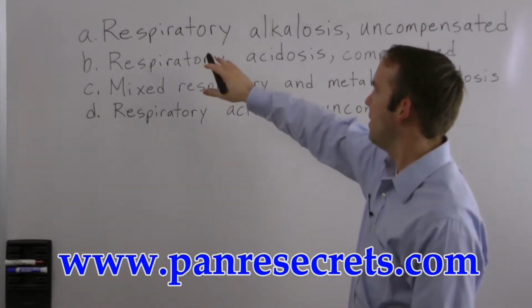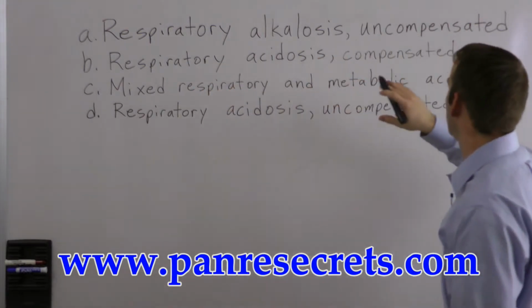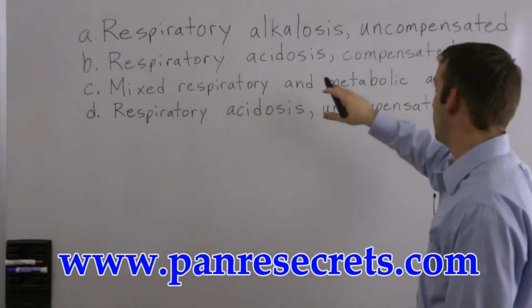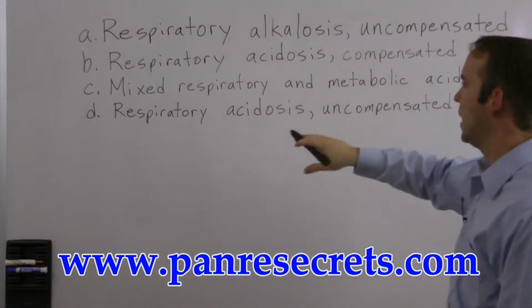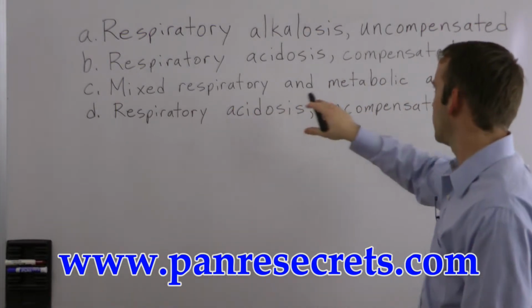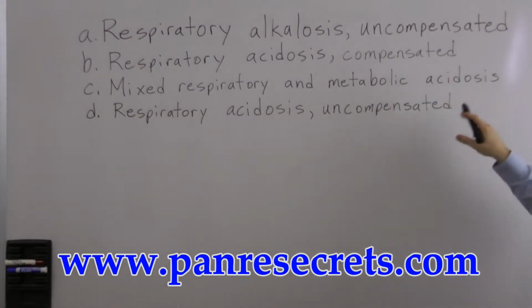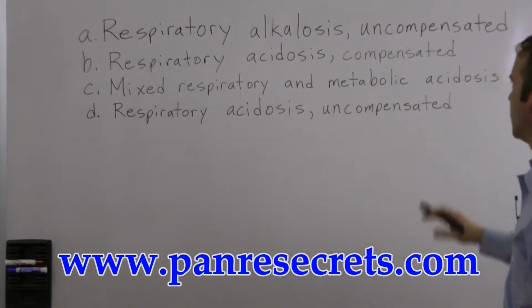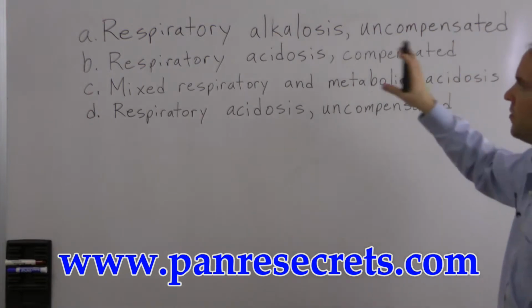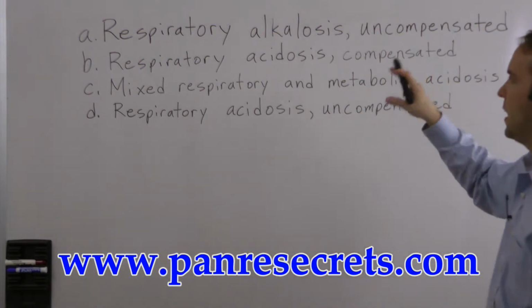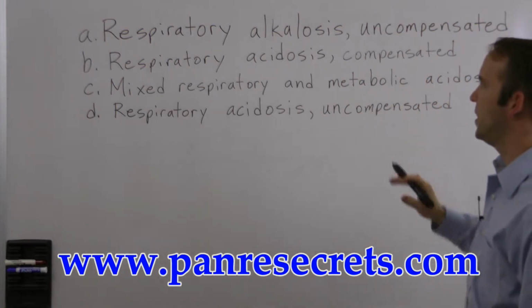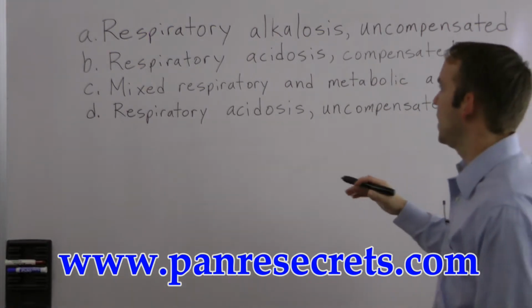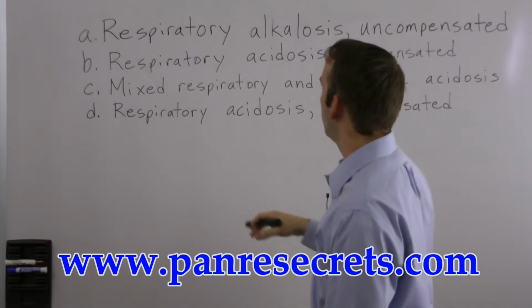Here in A, we have respiratory alkalosis uncompensated. B, we have respiratory acidosis compensated. And we have C, mixed respiratory and metabolic acidosis. And then D is respiratory acidosis and uncompensated. So let's try to find commonalities. Let's try to pick out which words in here are in multiple answer choices. For example, you might say respiratory, but it's in all four of them.